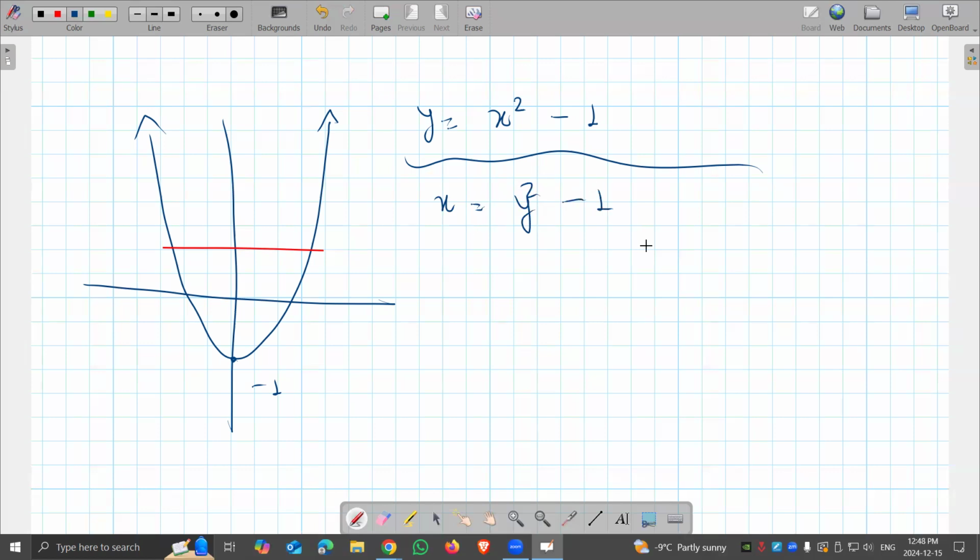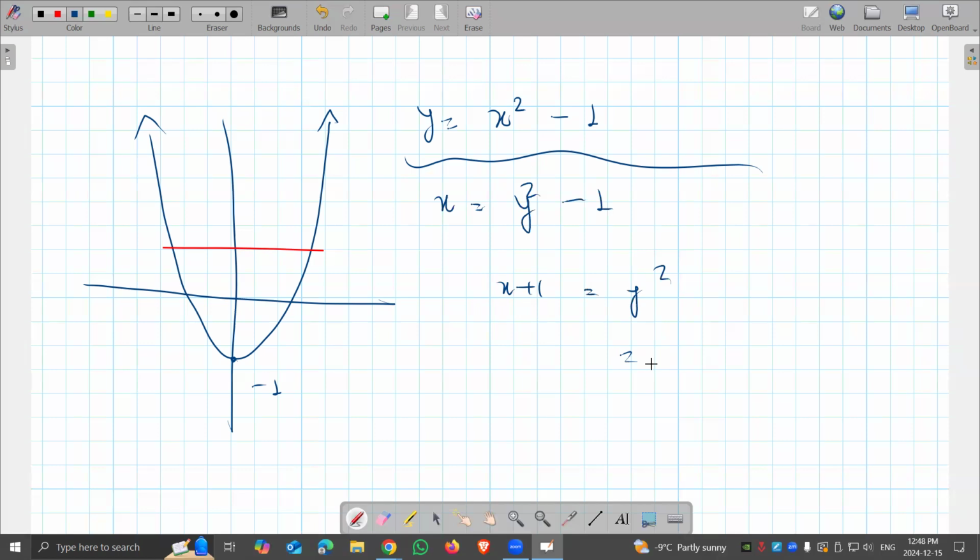Step number two, you're going to solve for the y. And that y will become your y inverse, your inverse function. So how do we solve for y? Well, add one, it's very simple, right? We're not going to waste time. You add one, and then what?